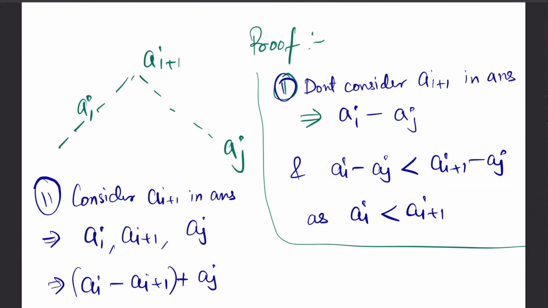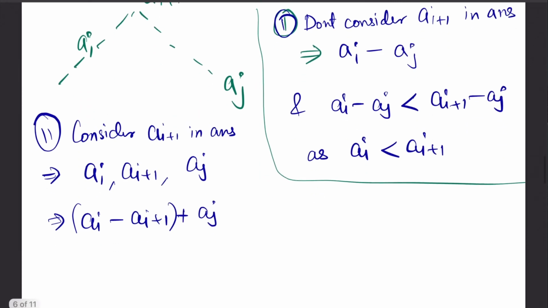So if we don't consider a of I plus 1, this will not give us the optimal solution. What will give us the optimal solution is choosing a of I plus 1. Next, let's see, we choose a of I and a of j, and we also consider this a of I plus 1 in our answer. That means what is the subsequence that we have? A of I plus 1 and a of j. This is the subsequence that we have.